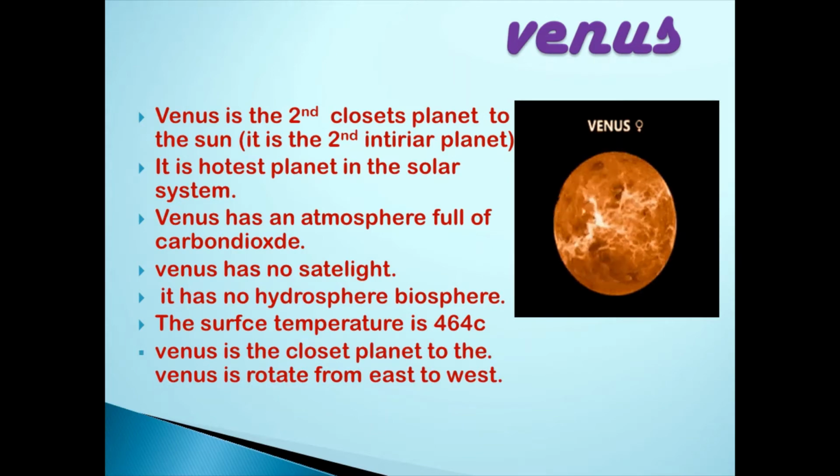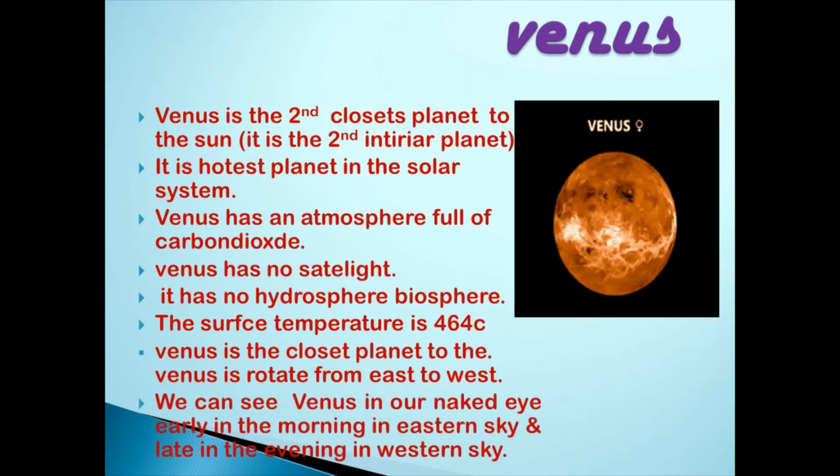Venus is the closest planet to the Earth. It rotates from east to west. We can see Venus with the naked eye early in the morning in the eastern sky and late in the evening in the western sky.